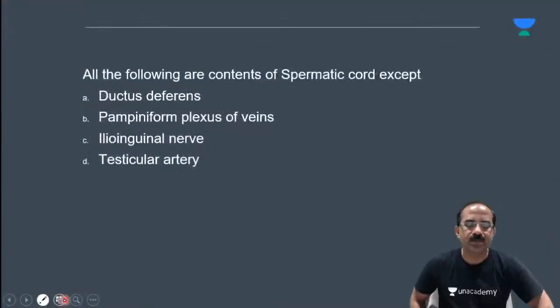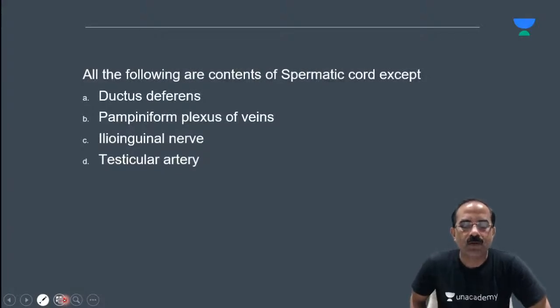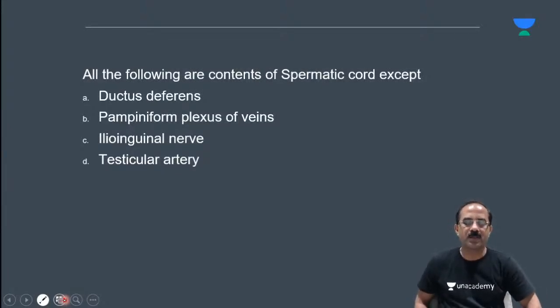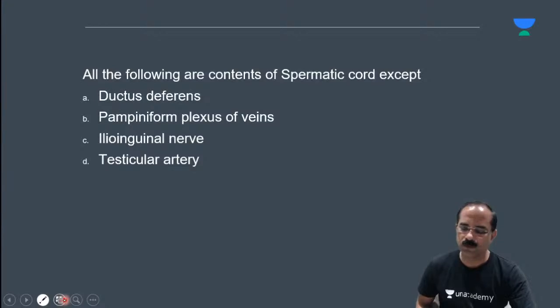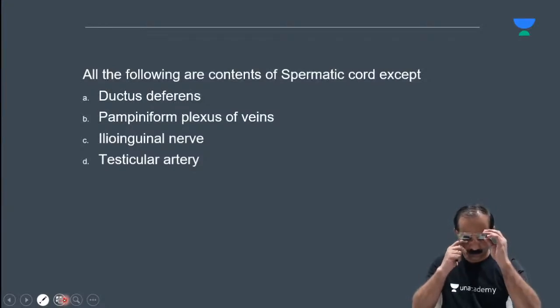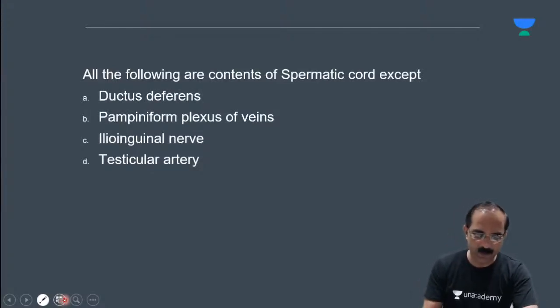Chalo, start. Answer this. All of these are contents of the spermatic cord except... Anyone? Answer this. Testicular artery. Very good, very good. The answer is testicular artery for this. Testicular artery is not a content of spermatic cord.